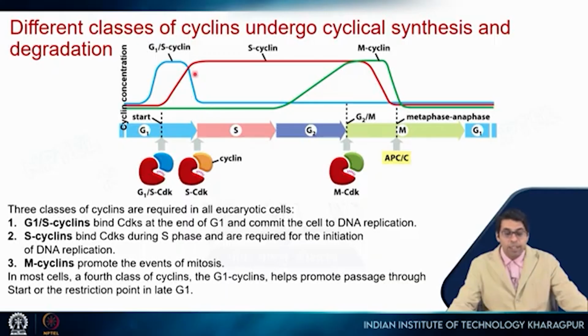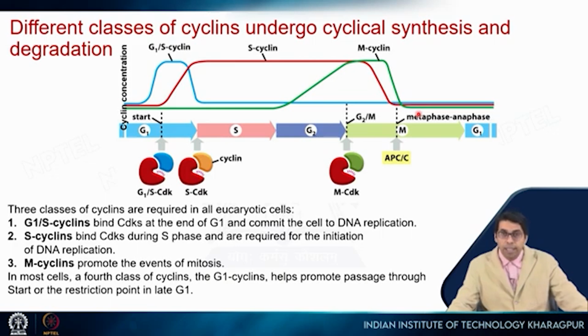Now the second cyclin comes in, which is the S cyclin. S cyclin binds to CDKs during the S phase and is required for the initiation of DNA replication, right. So it will be present throughout this, and then it will get degraded. And then the third one comes in, which is the M cyclin, which promotes the events of mitosis, right. So it is produced here, and then again it is degraded, right.